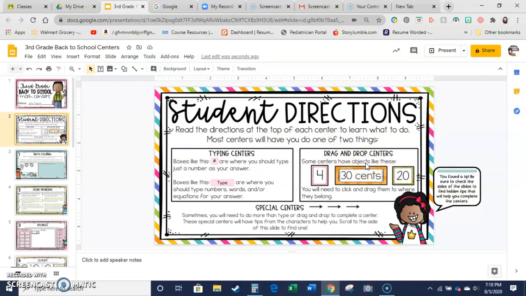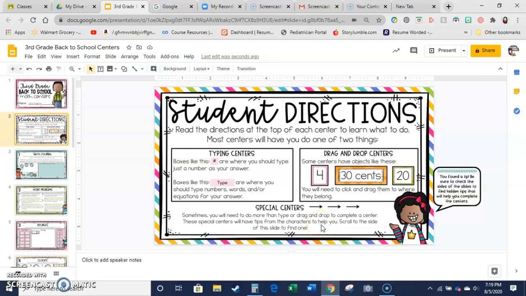Drag and drop centers. Some centers have objects like these. You'll need to click and drag them to where they belong. Special centers. Sometimes you will need to do more than type or drag and drop to complete a center. These special centers will have tips from the characters to help you.